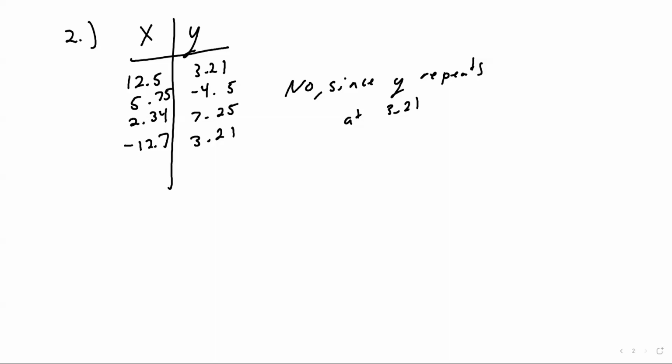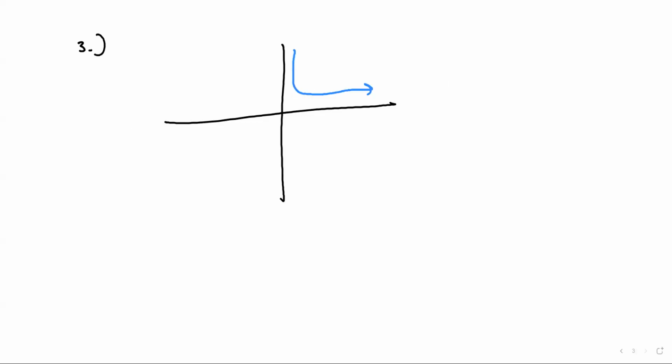All right. Let's look at a graph then and determine if it's one-to-one. Well, this section won't. Maybe the next section will.